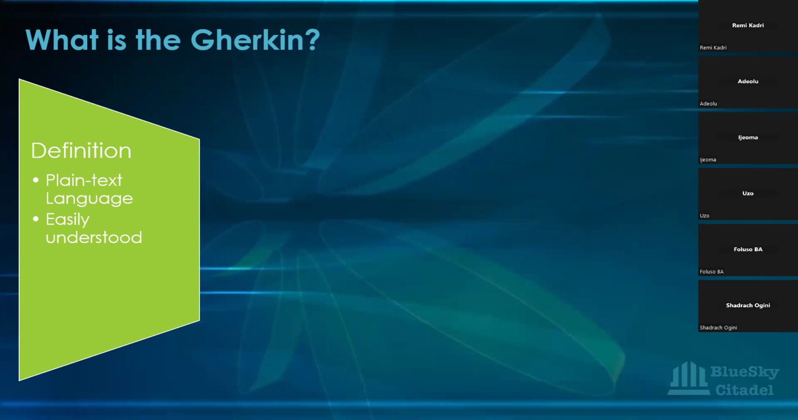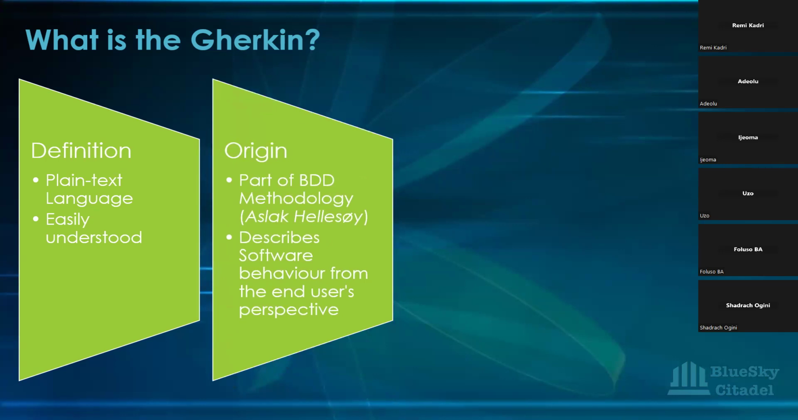So Gherkin is a plain text language written in a specific structure, used to write down scenarios and requirements of user stories. So the keyword there is plain text language, and it's easily understood, with no ambiguity. What's the origin and purpose of Gherkin? Gherkin originated as part of the behavior-driven development methodology. It focuses on describing how a software should behave from the end user's perspective.